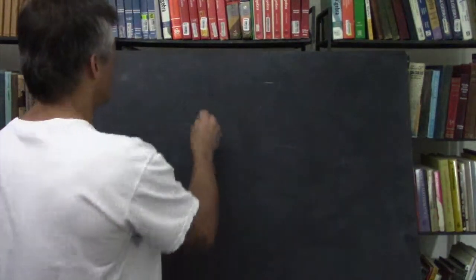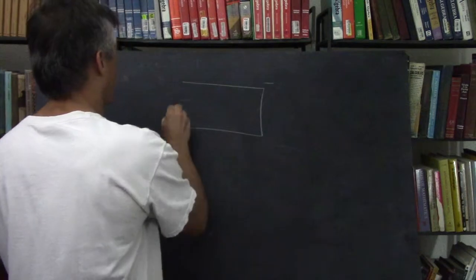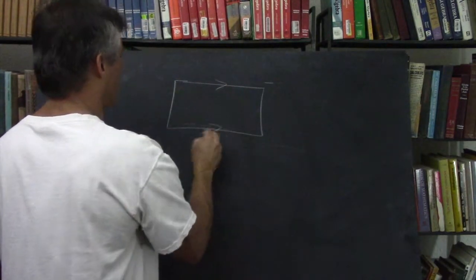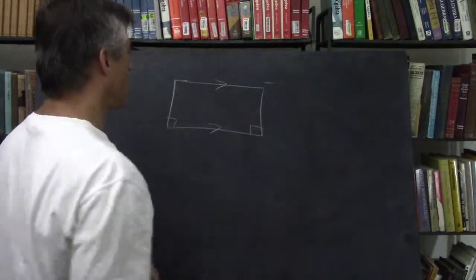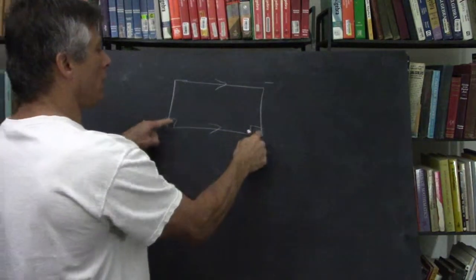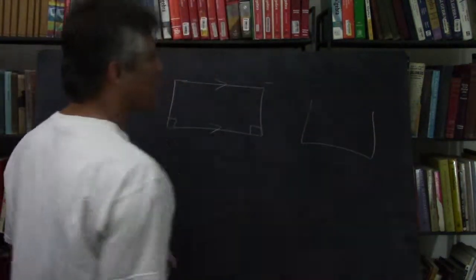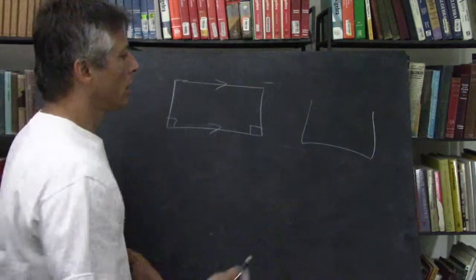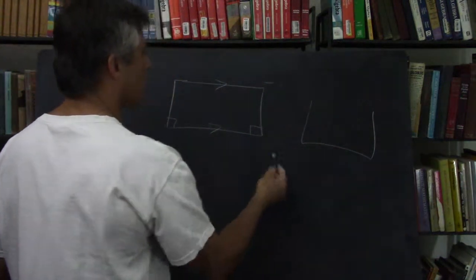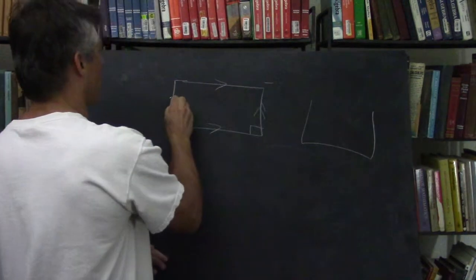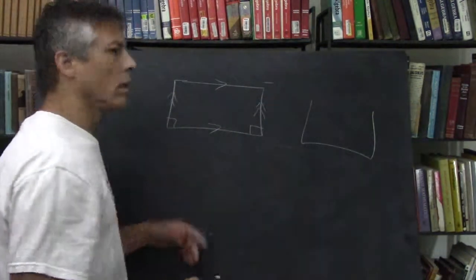Number 7. That is parallel to that, and those are 90, but these are supplementary, and they're same side interior angles. That means that and that are parallel, so it's a parallelogram.